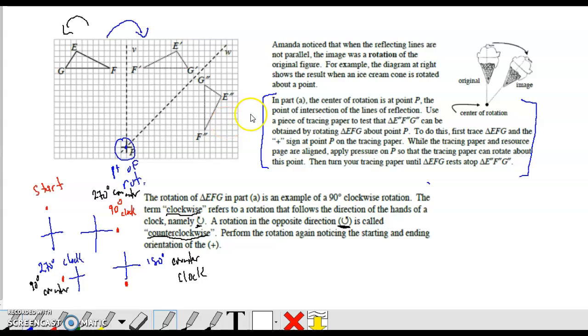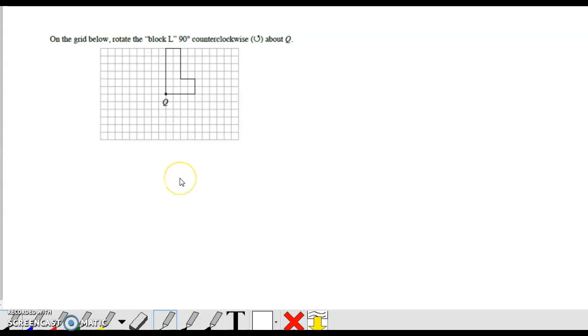Okay, so what I want you to do is take this knowledge of rotation and try doing it onto this paper. So block L, because it looks like an L block, right? Copy this image, if you need a little extra help, onto your patty paper. Make sure that you put a little addition sign right here on your paper where there's point Q, and it says you're going to rotate it 90 degrees counterclockwise.